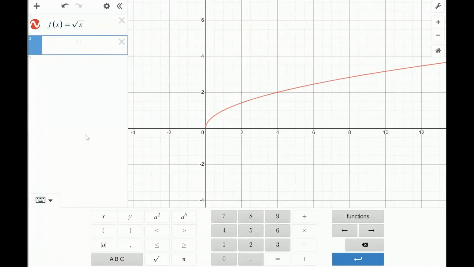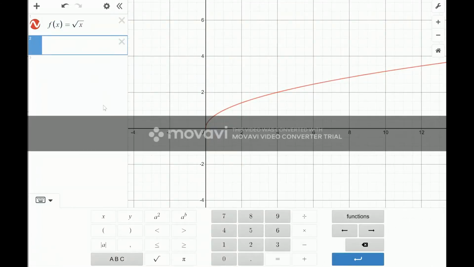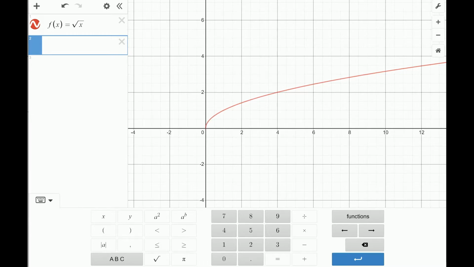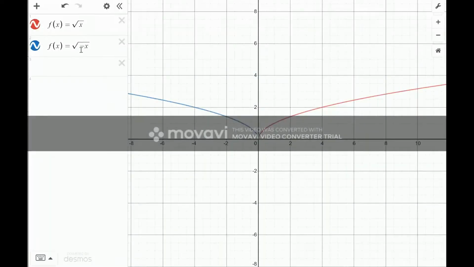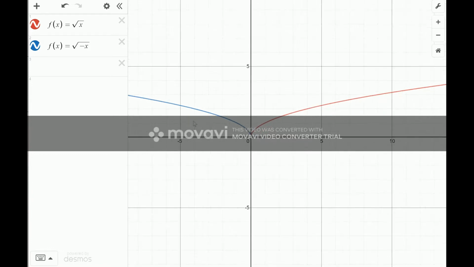The third type of transformations is reflections. These are a little bit trickier. Basically we're saying whether or not the graph flips over the x or the y-axis. The transformation over the y-axis goes as follows. f of x equals the square root of negative x. You can see that the graph then flips over the y-axis and goes this way.